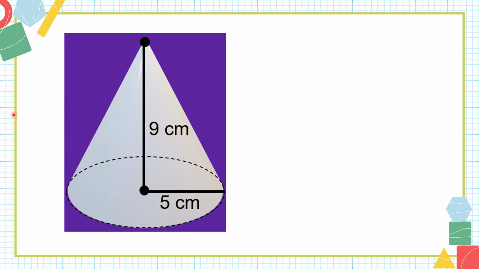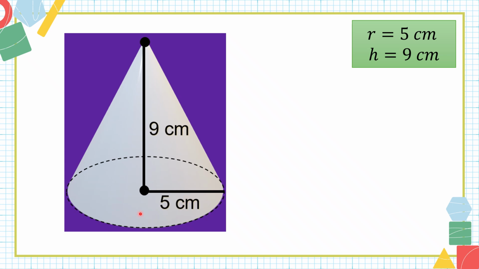Let us take a look at this figure. This is a cone. Let us try to get the volume of this cone. So first, let's have the given. As you can see, letter R, or the radius of the cone, is 5 centimeters, and the height is 9 centimeters. To get the volume of this given cone, we are going to use the formula V is equal to 1/3 pi r squared h.